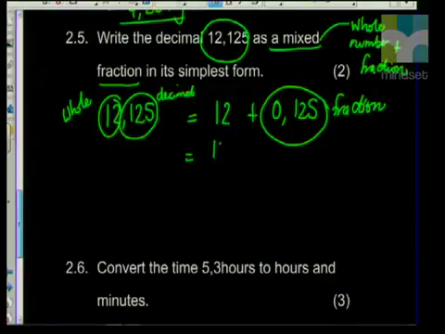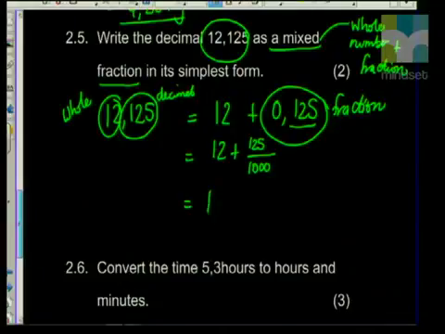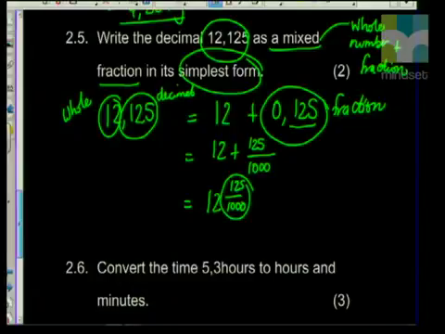I know that 0.125, because it's got 3 decimal places, is out of 1,000. So it would be 125 out of 1,000. And I could write my answer as 125 over 1,000, except that they've told me to convert it to its simplest form, and that's not the simplest form. So therefore, I would then have to divide the top and the bottom of this number to get to my simplest form. I would maybe start with dividing by 5.